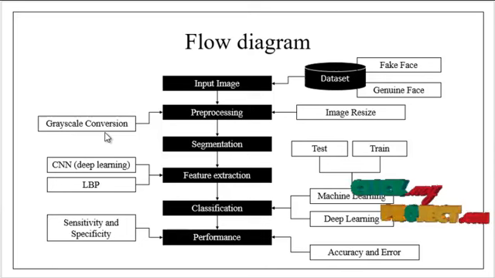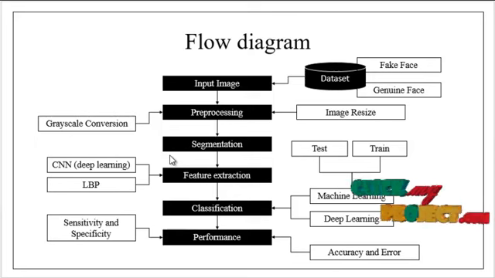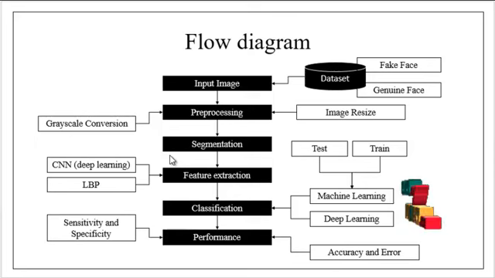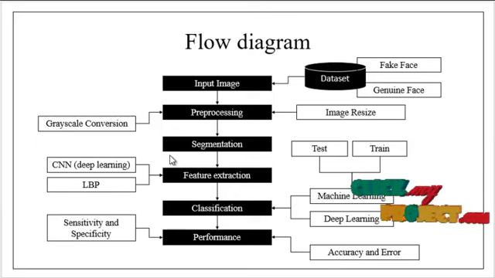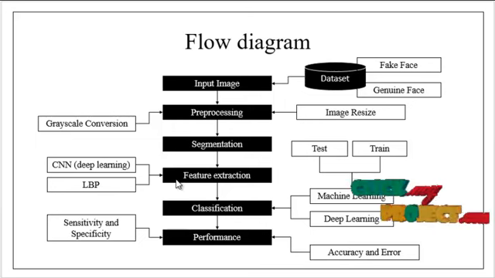After the pre-processing, the channel separation will also be done by using the segmentation. In this segmentation, three kinds of channels will be extracted separately: red, green, blue. So these are the three kinds of channels we have extracted here. After these segmentations, the feature extraction will be carried out.